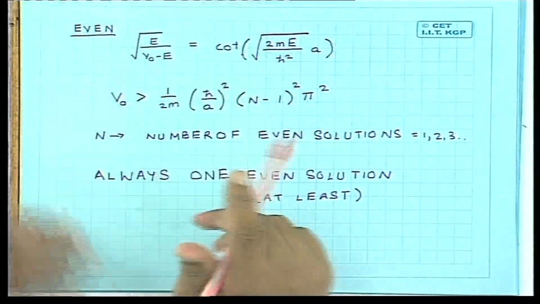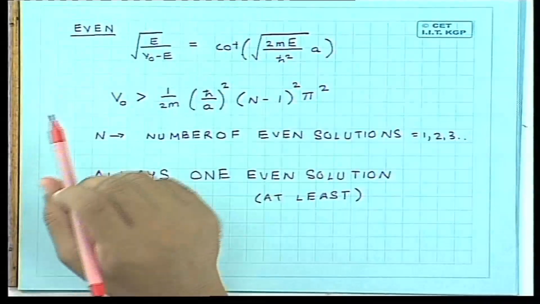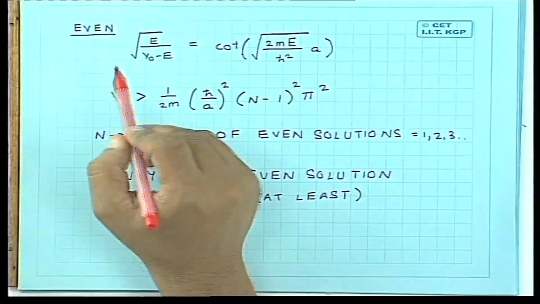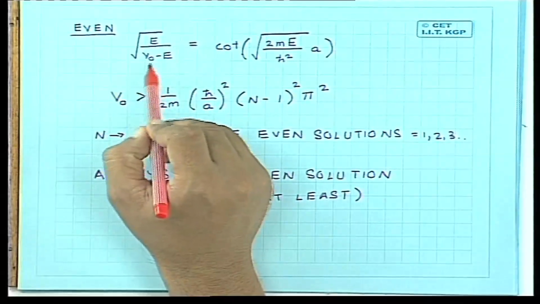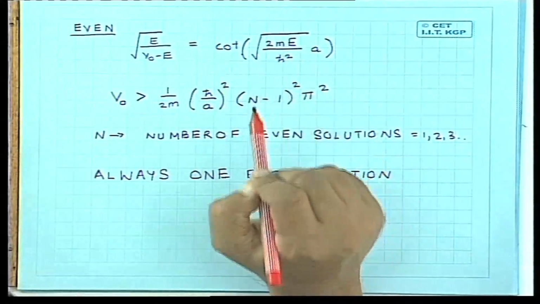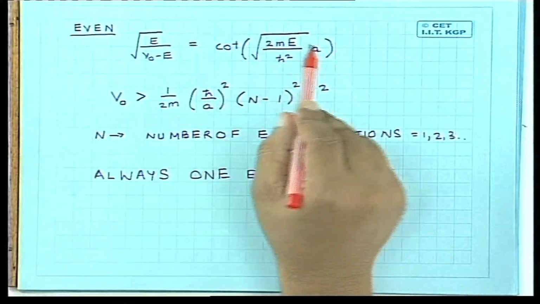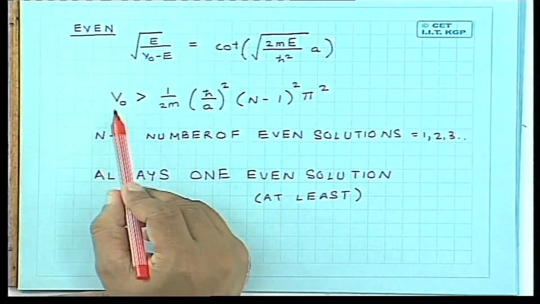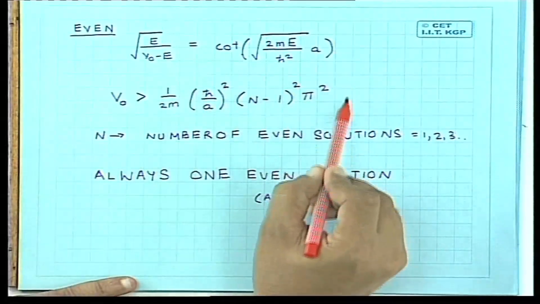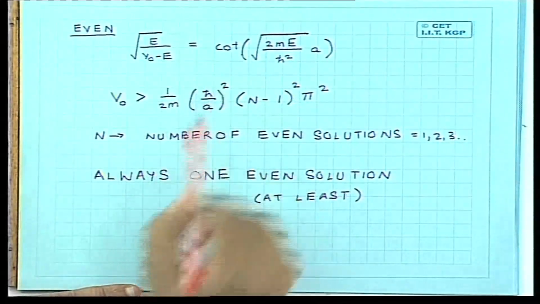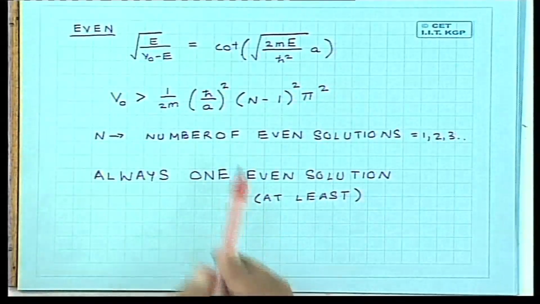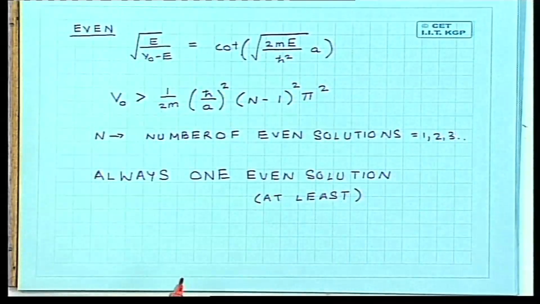You also have the situation where n was even, and the allowed values of energy have to be obtained by solving this equation: the square root of E by (V minus E) is equal to cot of the square root of 2mE by h cross squared times a. And the number of allowed even solutions depends on the potential in this way. If the potential is greater than this quantity on the right hand side, 1 by 2m, h cross by a whole squared, times (n minus 1) whole squared, times pi squared, then we have n possible solutions, and n could be any integer 1, 2, 3, 4, etc.